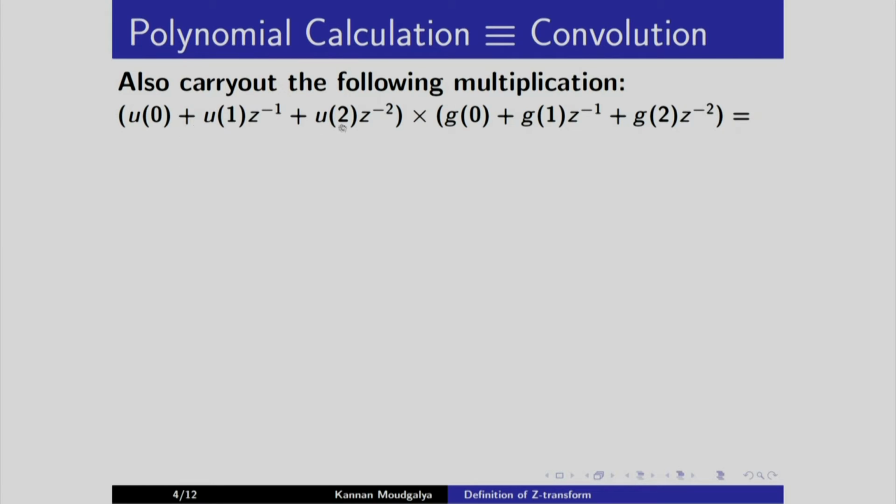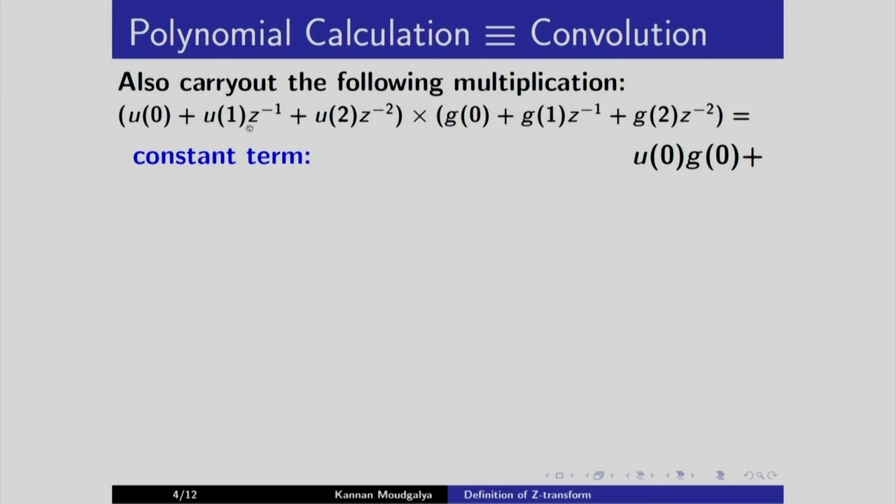Remember u0, u1, u2, also g0, g1, g2. So I multiplied by z power minus this argument. Here it is z power 0, so I don't have to write it. Here it's z power minus 1, z power minus 2, similarly here. When I multiply and group the terms, I get the following. The constant term is u0 and g0, I get this.